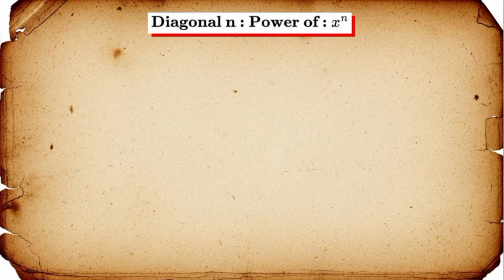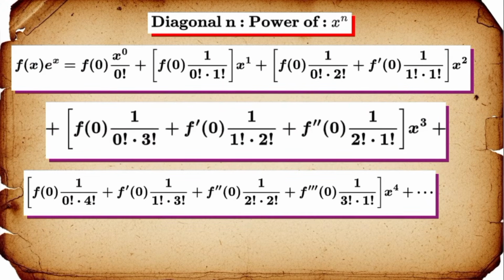For each diagonal corresponding to power x to the n, we factor out x to the n. The complete series is displayed on screen. The next clever step is to multiply and divide each grouped term, the coefficient of x to the n, by n factorial. This is the creative form of 1. The transformed series is shown.